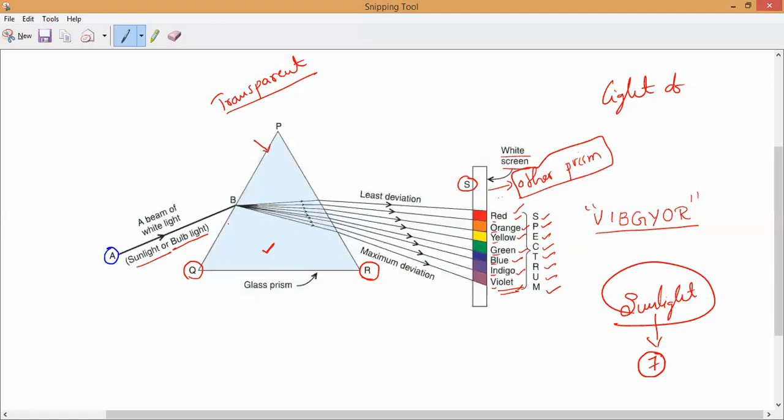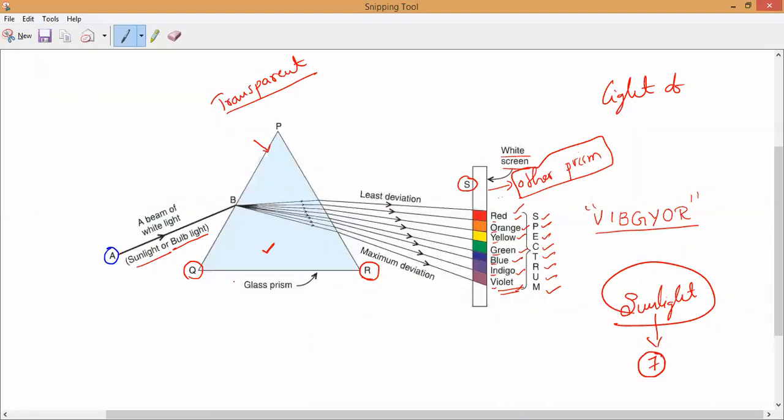Sir, in the sky, we can see the seven colors, no, sir? That is rainbow formation. How does it form, sir? Wait, we will study the formation of rainbow, Padmarshini, okay? Okay, sir. Just listen first.